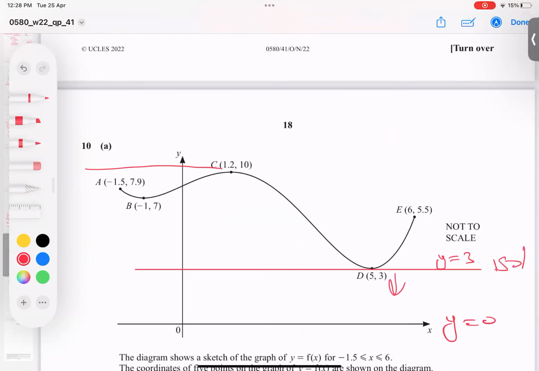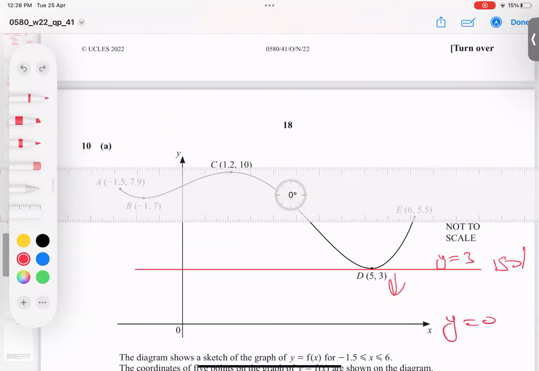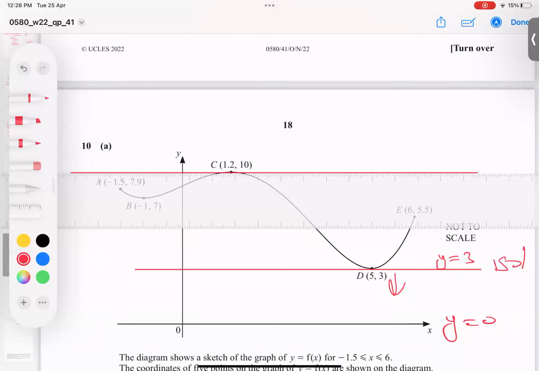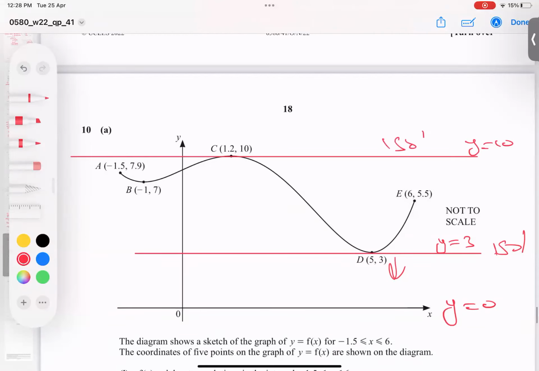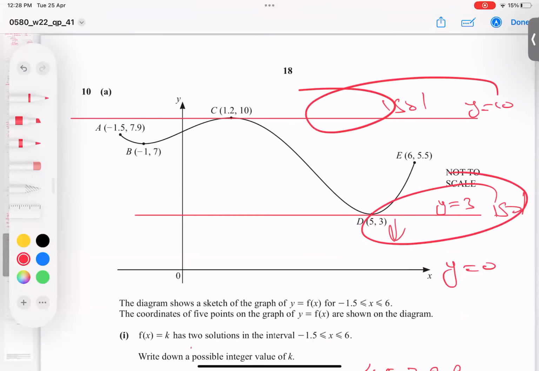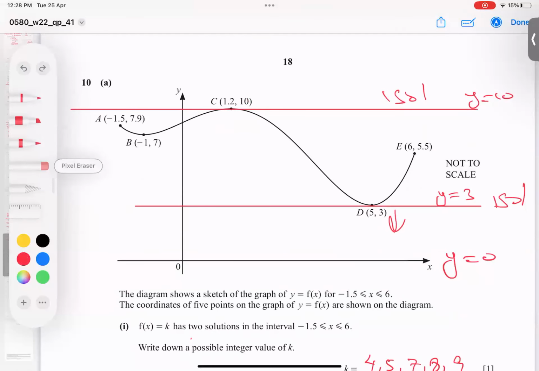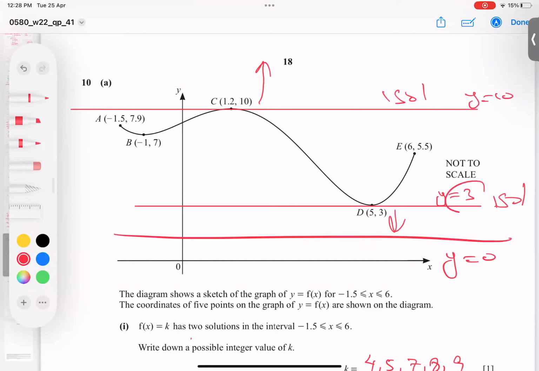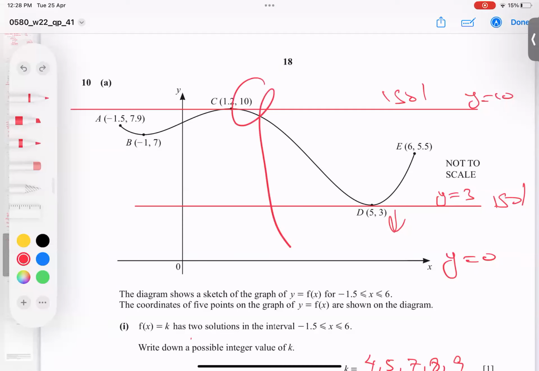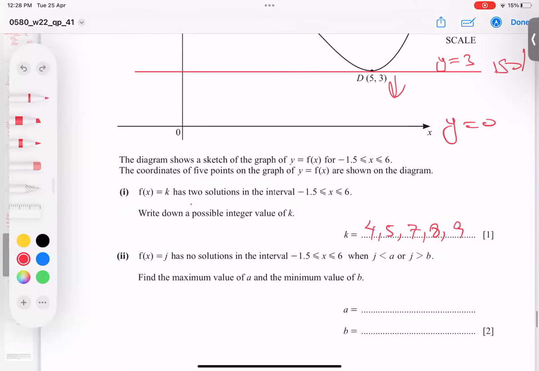Same story. So here y equal to 10. At these two numbers, we have one solution and one solution, because it is cutting the curve at one spot. But he said no solution. So if I go above this 10, it will not cut the curve. And similarly, below this 3 is not cutting the curve. So I can say above 10 and below 3.